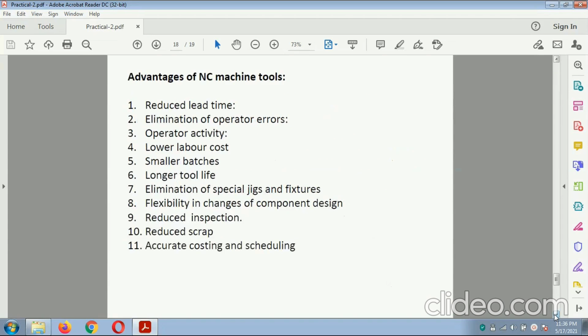The advantages of the NC machine tool. It reduces the lead time, eliminates operator error, increases operator capacity, lowers labor cost, allows smaller batches, gives longer tool life, eliminates special jigs and fixtures, gives flexibility in changes of component design, and reduces inspection, reduces scrap, and allows accurate forecasting and scheduling.